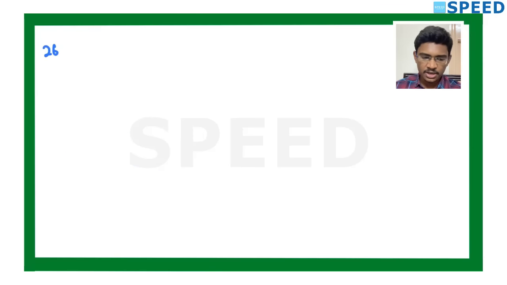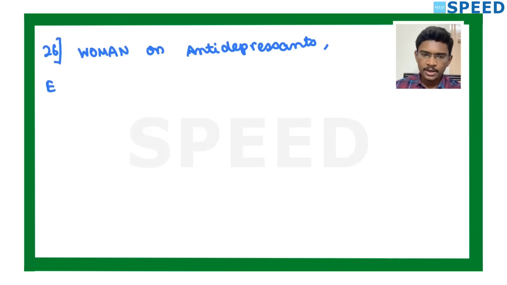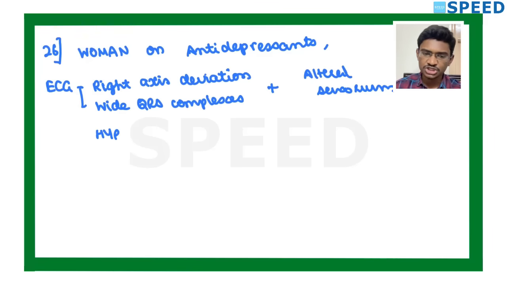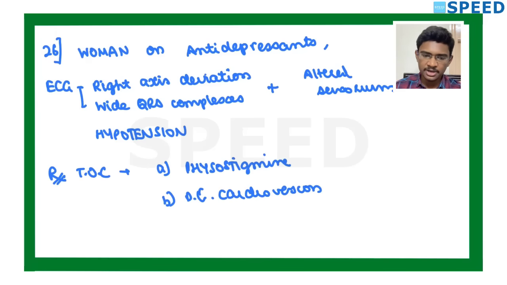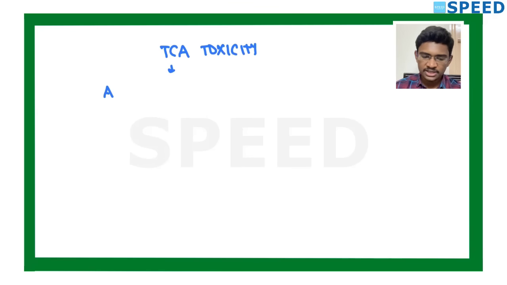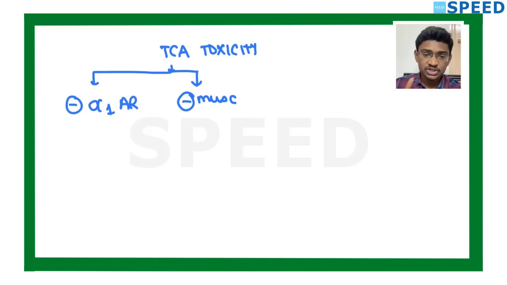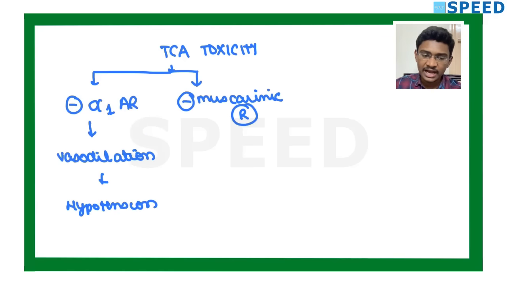Then this question, a woman on antidepressants and the ECG is having wide QRS complexes and the patient is in hypotension and altered sensorium. So for this patient, what is the drug of choice? A. Physostigmine, B. DC cardioversion, C. IV soda bicarb, and so on. It is nothing but TCA toxicity, tricyclic antidepressants. TCA inhibits lots of receptors. One is the peripheral alpha-1 adrenergic receptor, which is responsible for vasoconstriction. So this won't be happening at all due to toxicity, causing vasodilation, and this results in refractory hypotension.